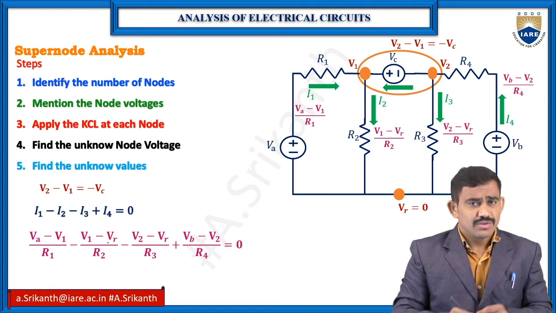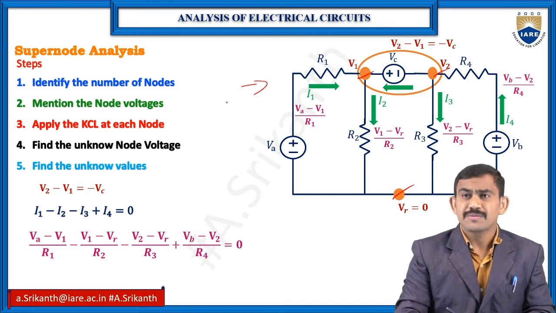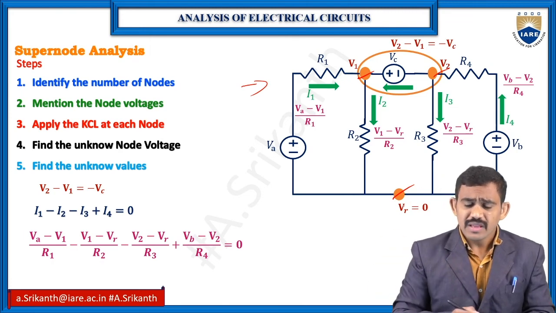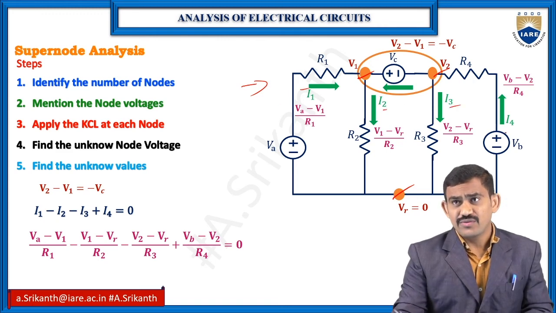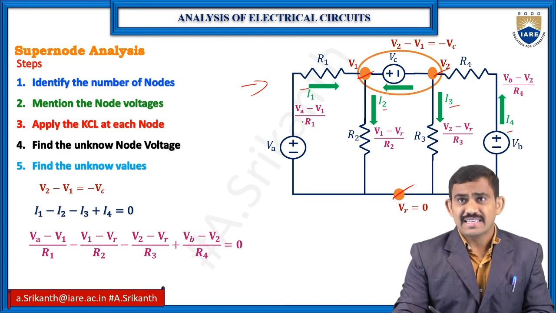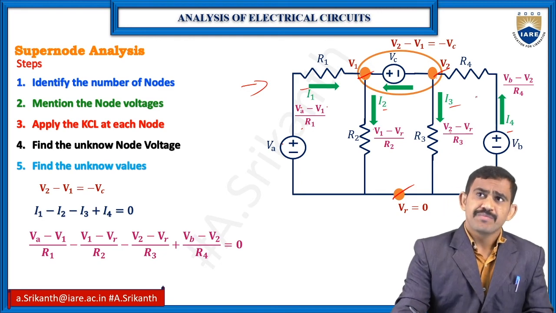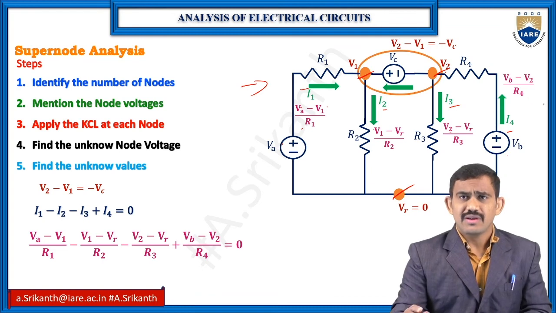Again, same procedure. Mention the nodes. I have the 1, 2, 3 nodes for this circuit: V1, V2, V3. V3 means VR, and VR is 0. And currents: I1, I2, I3 and I4. For this branch, your I1 direction is VA to V1, so VA minus V1 by R1. Here V1 to VR, so V1 minus VR by R2. Here V2 to VR, so V2 minus VR by R3. And here VB to V2, so VB minus V2 by R4.